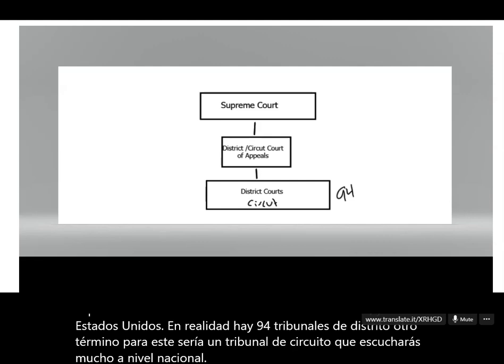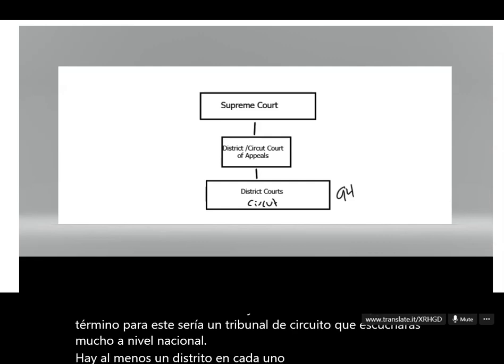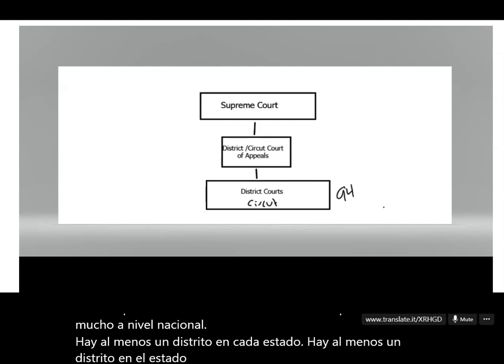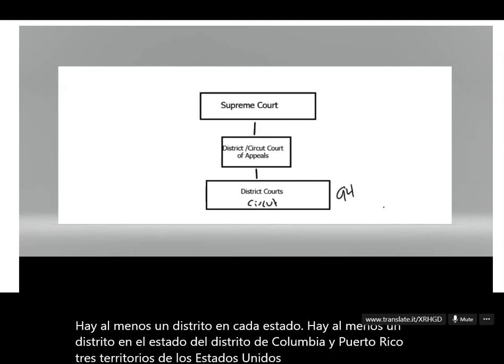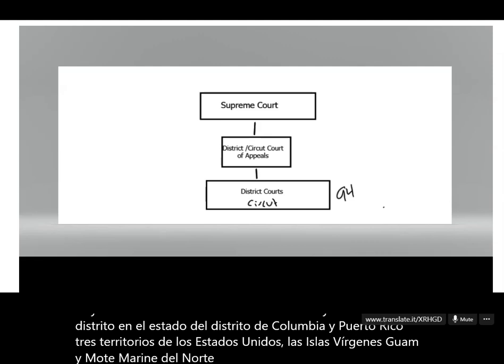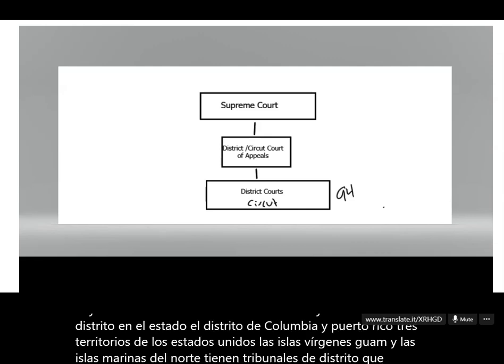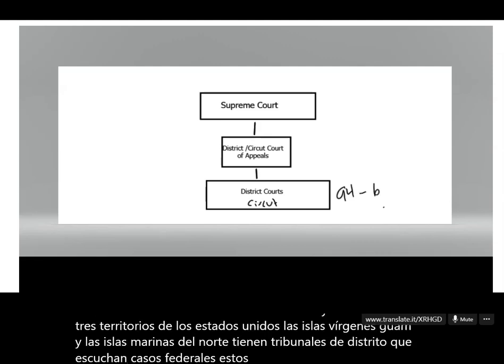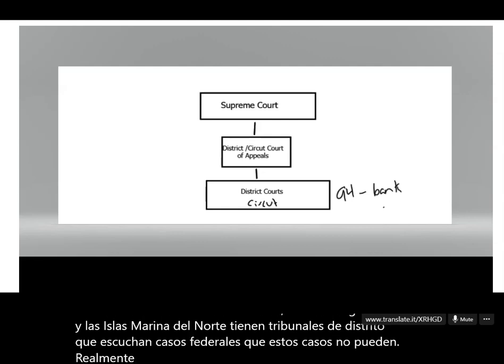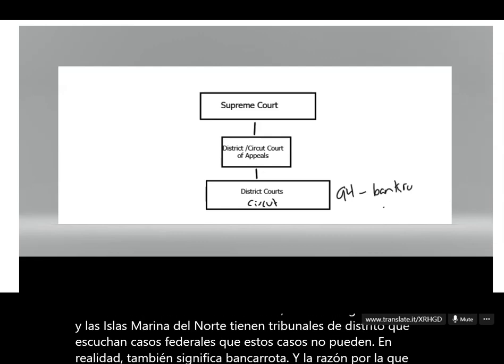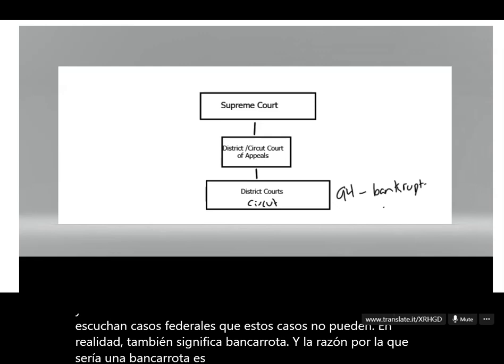There's at least one district in each state. The District of Columbia and Puerto Rico, and 3 territories of the United States, the Virgin Islands, Guam, and Northern Mariana Islands, have district courts that hear federal cases. These cases can actually mean bankruptcy as well. And the reason that it would be a bankruptcy is because most companies are multi-state.